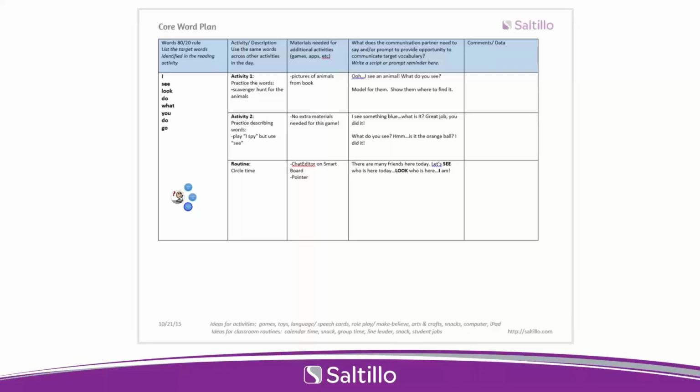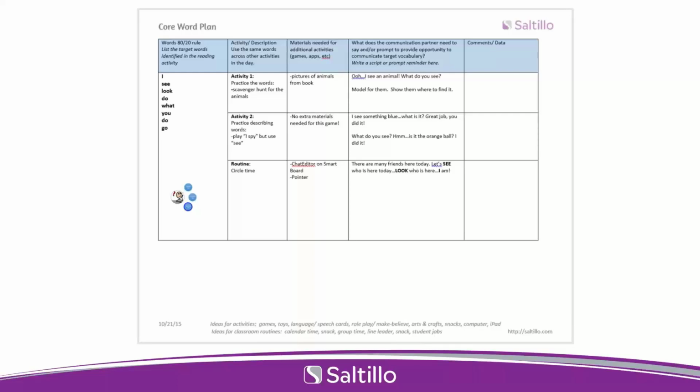So as you can see on the left-hand side, there's an 80-20 rule. So you're listing the target words there, and 80% being core, 20% being fringe. And then you're going to write out some activities, and you can read through the descriptions and what each of those boxes are.